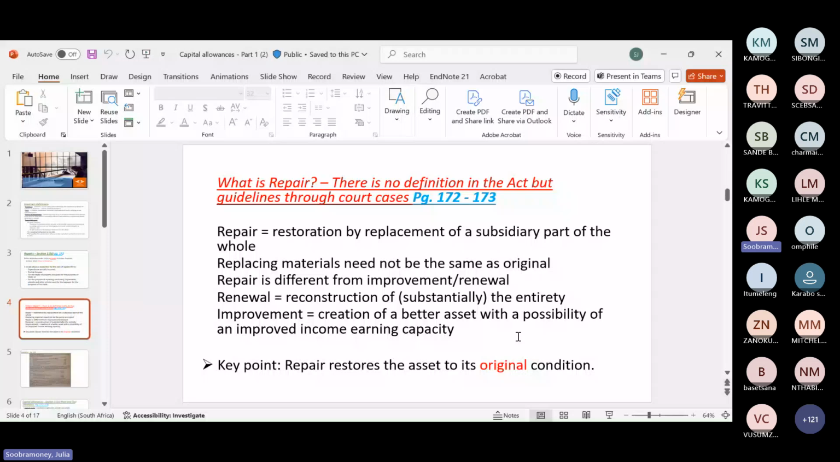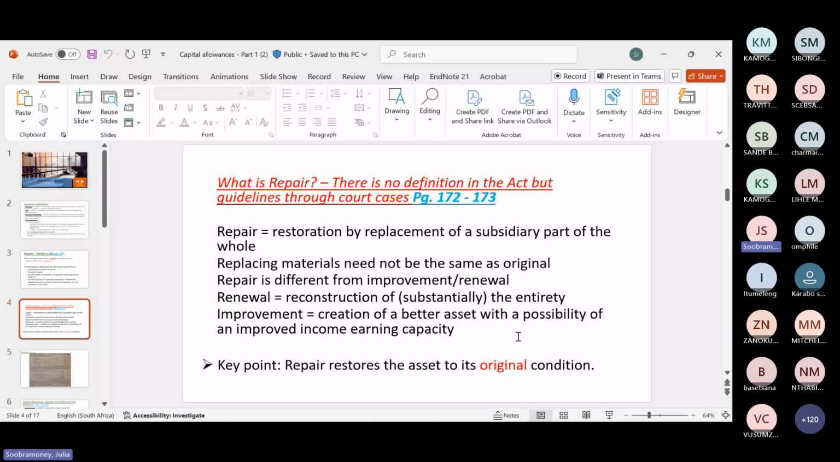Okay, so the main difference is that a repair will restore an asset to the original condition. So if I'm doing a repair, I just want my machine to work as it was working before it got damaged, right? If I want an improvement, it means I want a better working asset that will work faster and I can generate income faster. So that is the two differences.